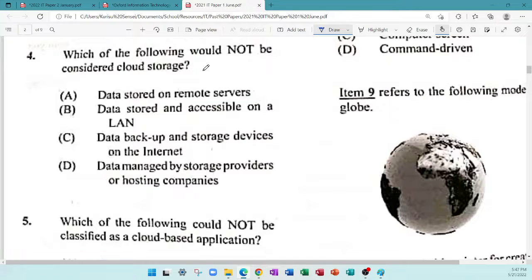Good. 4. Which of the following would not be considered cloud storage? So that means anybody who is alive, you want them to go in your house?